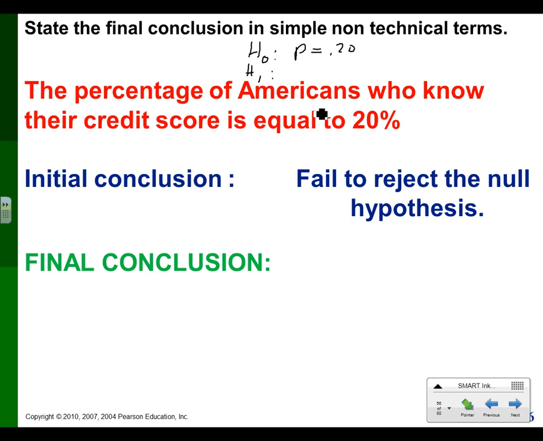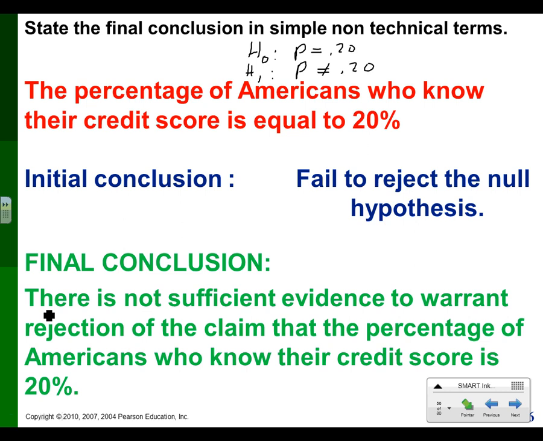P equals 0.20. What's the alternative? P is not equal to 0.20. Okay? Now, fail to reject the null. You're not rejecting the alternative. You're not rejecting the null. Very good. You're catching on.